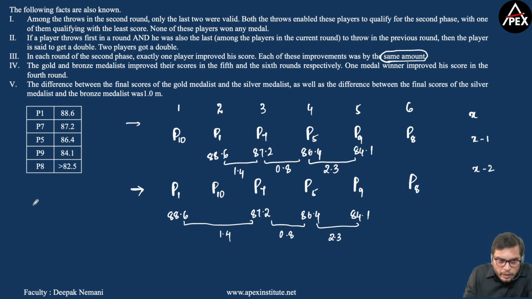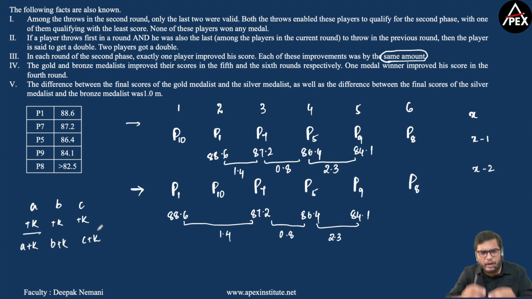Now let me consider 3 terms A, B and C. Now let me add the same value to all these 3 terms. Let the value be K. So A plus K, B plus K and C plus K. Now if it is given that the final 3 terms A plus K, B plus K and C plus K are in arithmetic progression, that will be only possible when A, B, C are in arithmetic progression.